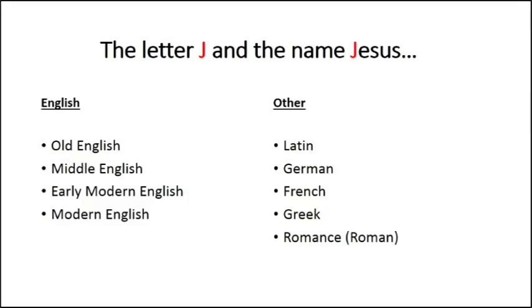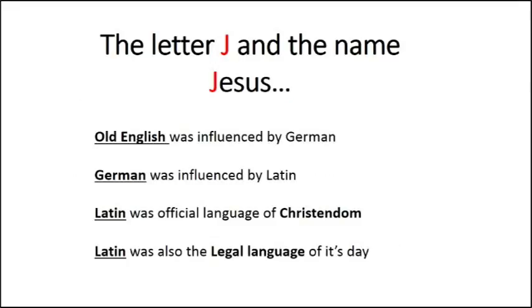The English language has a very long and complex history, and English has been influenced by many other languages. Old English, Middle English, Early Modern English, and Modern English have been influenced by Latin, German, French, Greek, and Romance, which is a group of Roman languages. Old English was influenced by German, German was influenced by Latin, Latin was the official language of Christianity, and it was also the legal language in its day.